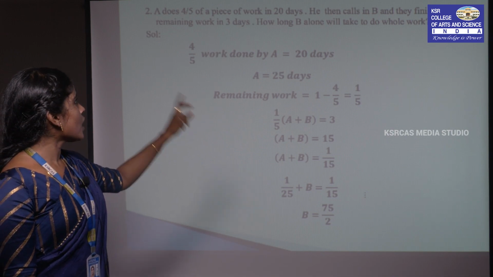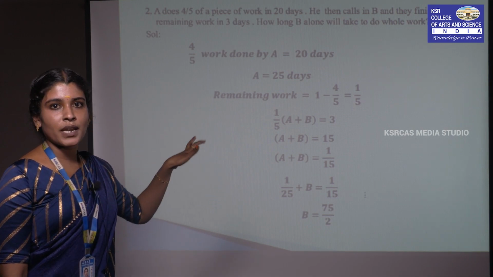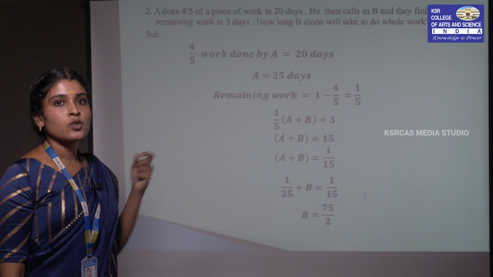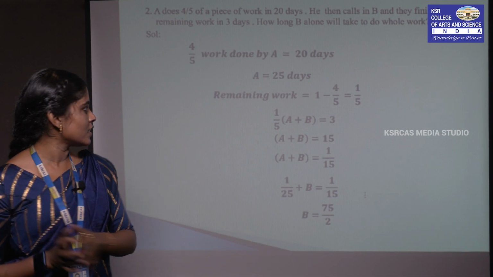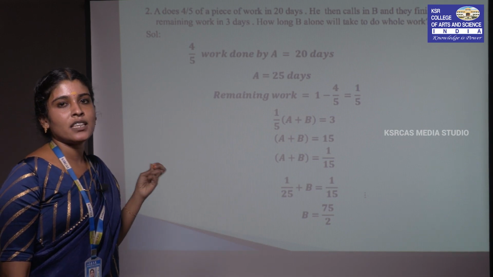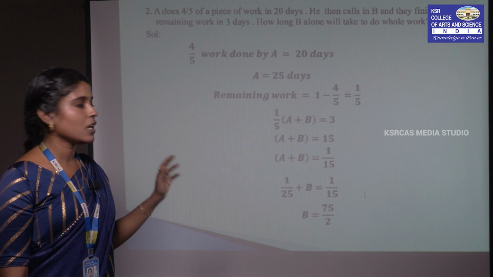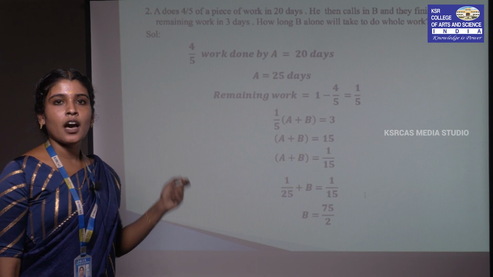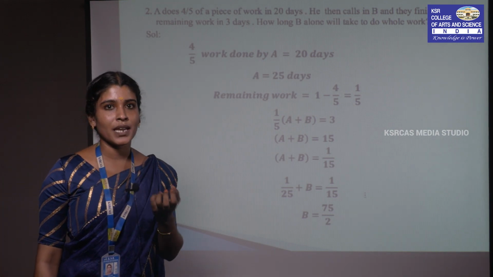So the remaining work, the two people combine to complete. So we can write 1/5 into A plus B equal to 3. So A plus B completed the work in 15 days. So we can write the 1 day work equal to 1 divided by 15. So from this, we need to find how many days B takes to complete the work.